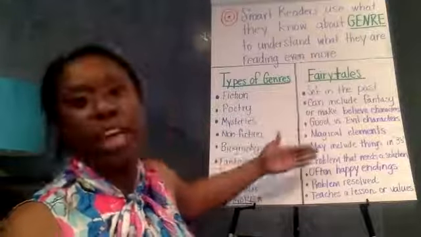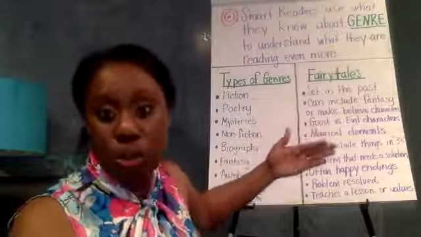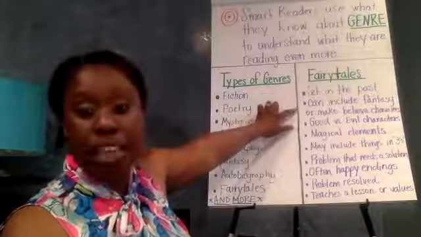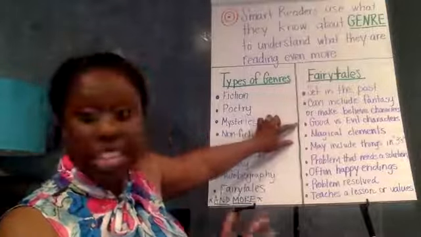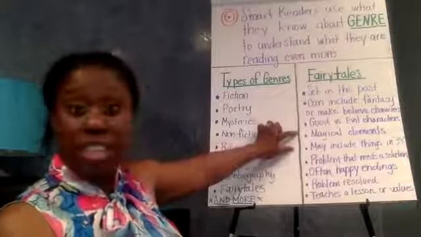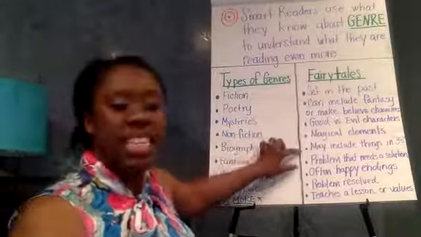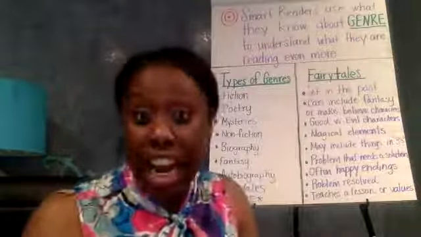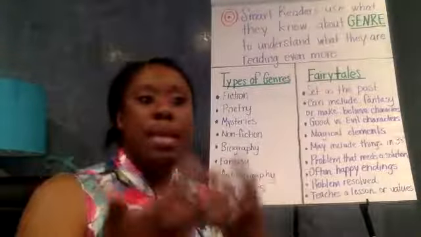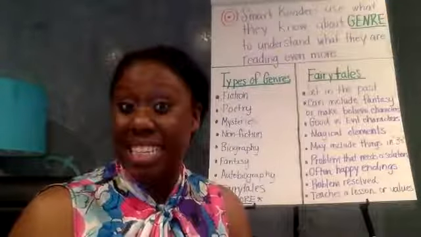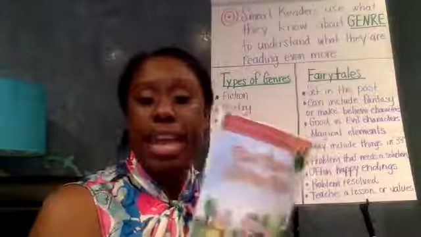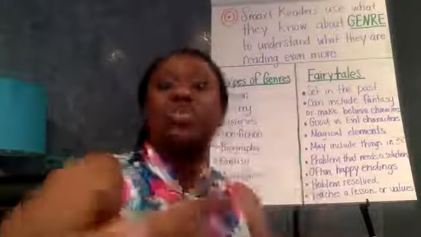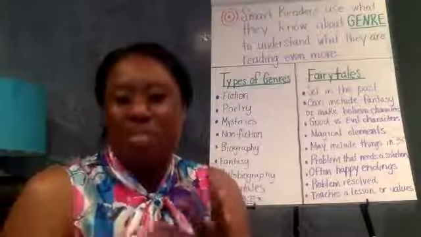Here's what we came up with that fairy tales often include. It's usually set in the past. It can include fantasy or make-believe characters. There's usually good versus evil characters, and some magical elements oftentimes. It may include things in threes, like the three little pigs or the three bears, and not only people or objects, but also events in threes. Like with the three little pigs, the wolf went to destroy three different houses, three different times. That would be an example of three events.